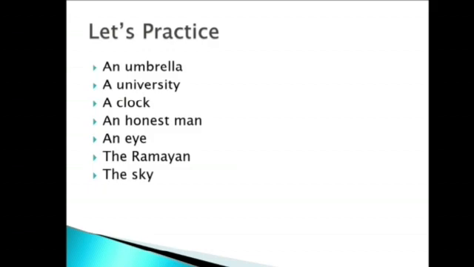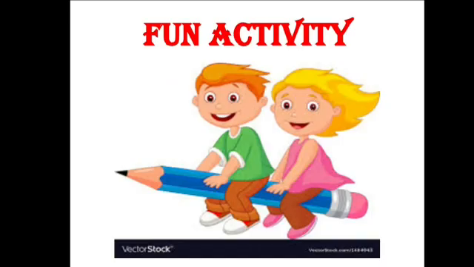Next is an honest man. We have used an before honest because H is silent and we are getting a vowel sound. Next is an I. E is a vowel and we are getting a vowel sound. That's why we have used an. The Ramayana. Ramayana is name of a particular book. The sky. Sky is a unique object.